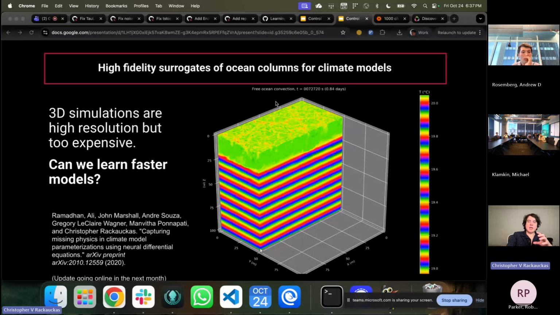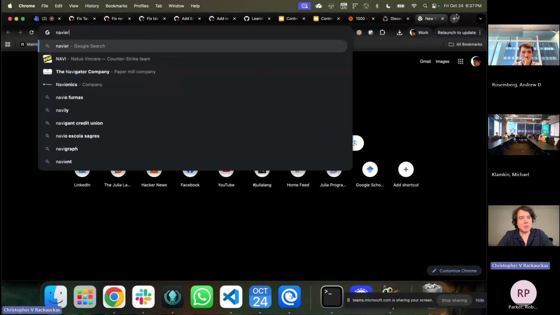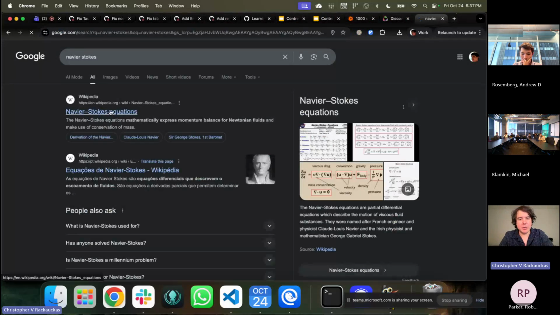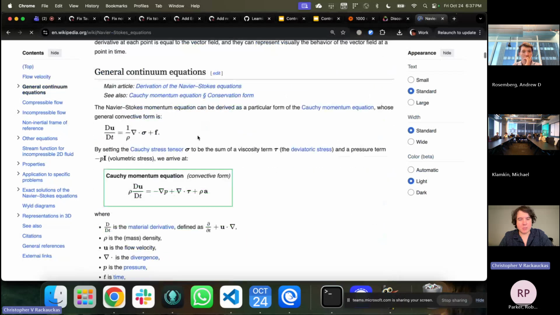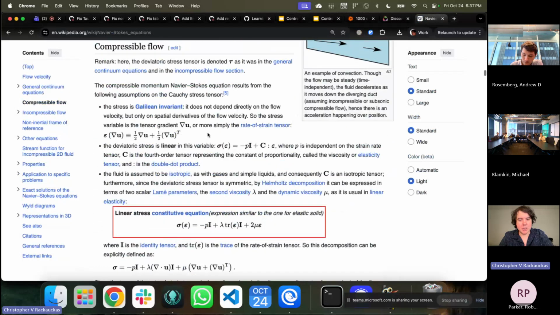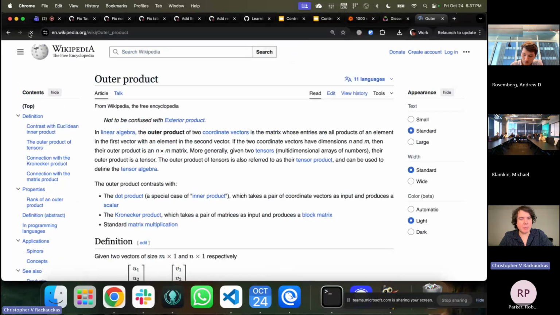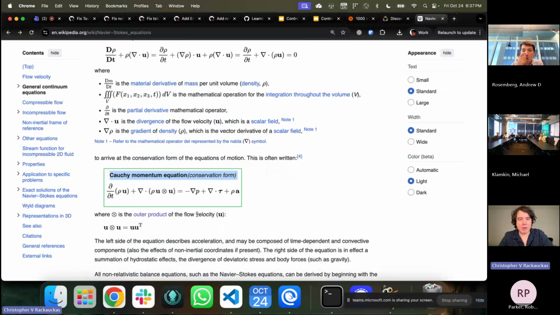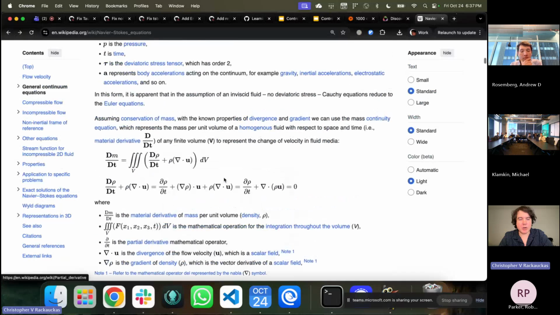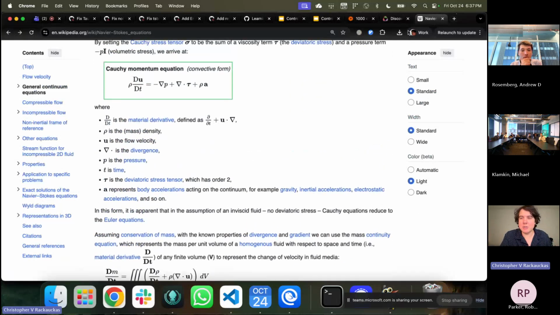The key aspect here is that we want to approximate a column of ocean water, which is naturally a three-dimensional partial differential equation, right? So you have the Navier-Stokes equations. If you look at the Navier-Stokes equations, you'll see that you have naturally a three-dimensional object. How do you know that it's a three-dimensional object? Well, you have things like outer products and cross products, and cross products are not represented in lower dimensions, right?